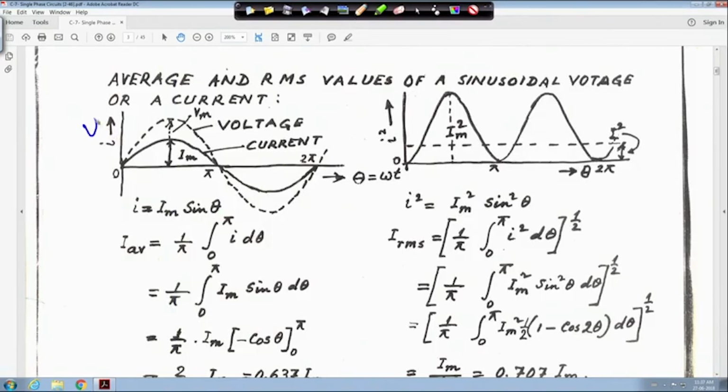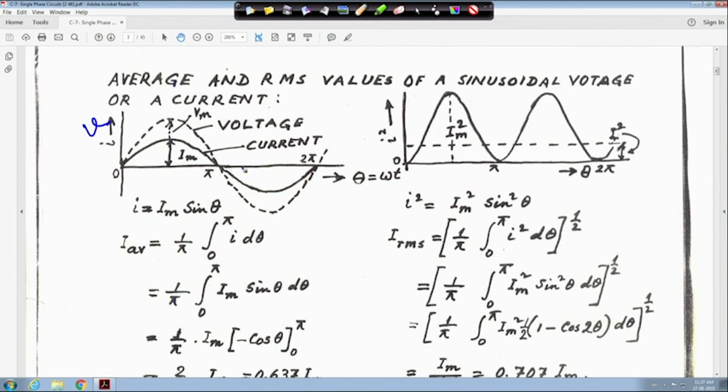Okay. So, now the average and RMS values of a sinusoidal voltage or current. Let us first go through the average value. Here it is I, and this is V also. I forgot to put it here, because this thick continuous line is the current plot.